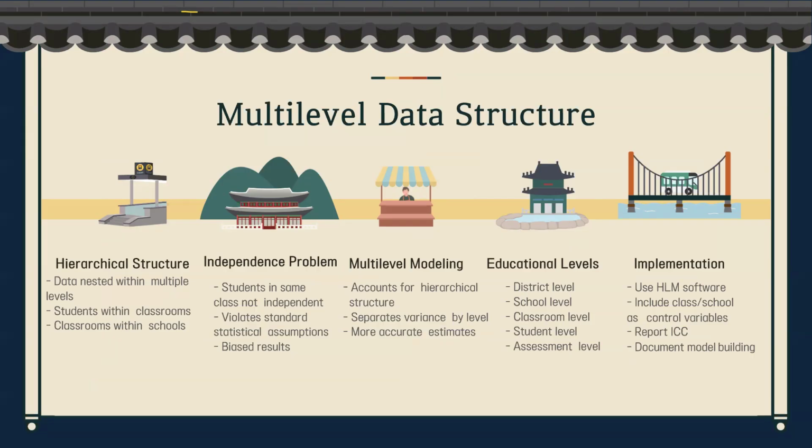Educational data often has a hierarchical structure. Students are within classrooms and classrooms are within schools. If you ignore this, you have an independence problem. Students in the same class are not independent, which can give biased results. The solution is multi-level modeling, MLM, which accounts for this hierarchy and provides more accurate estimates.